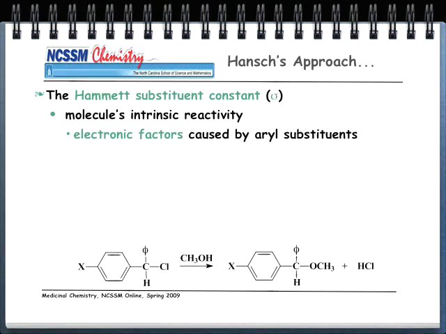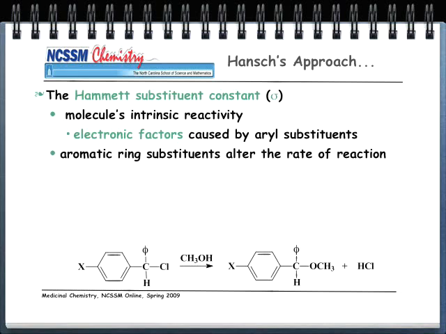What he tried to do is measure the influence of where the electrons are in the molecule, and tried to figure out if he can calculate some of these factors, how electrons are distributed throughout the molecule. And so what he figured is substituting something on an aromatic ring or a benzene ring would alter the rate of a reaction. And he came up with some number of orders of magnitude.